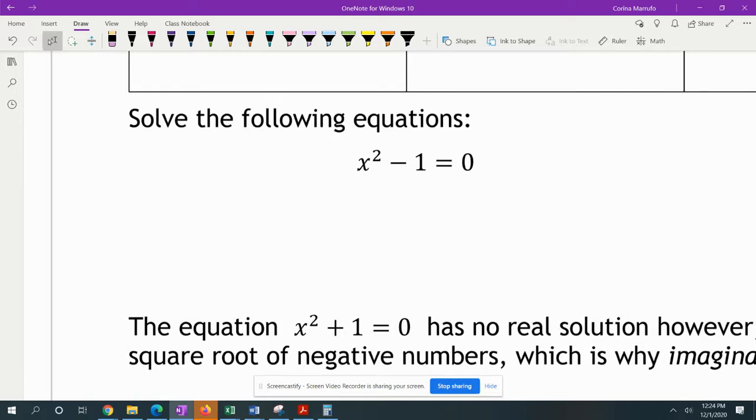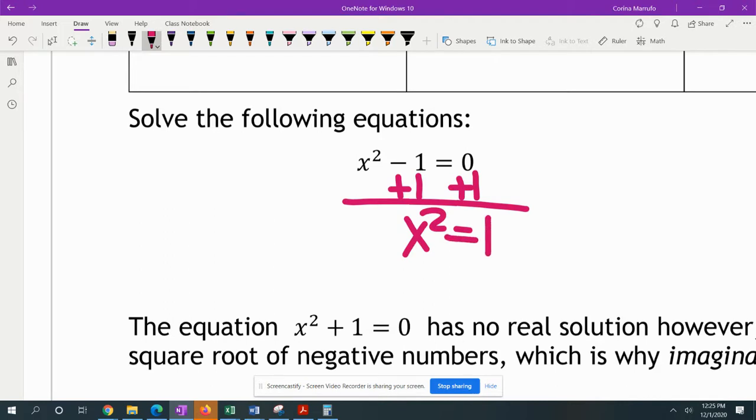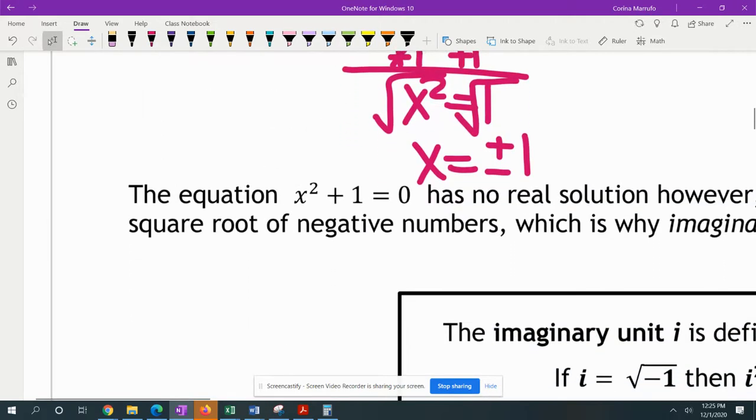So for example, here we have x squared minus 1 equals 0. To solve the equation, we're going to go ahead and add 1 to both sides. That gives us x squared equals 0 plus 1, which is 1. We take the square root to figure out what x is equal to. So x is equal to the square root of 1, which gives us plus or minus 1. Okay? Because positive 1 times 1 gives you 1, but also -1 times -1 gives you 1.